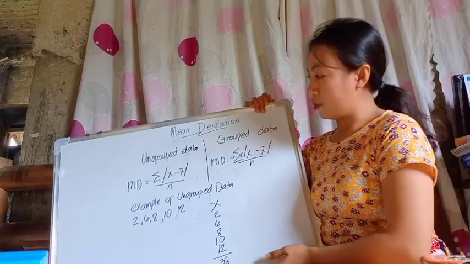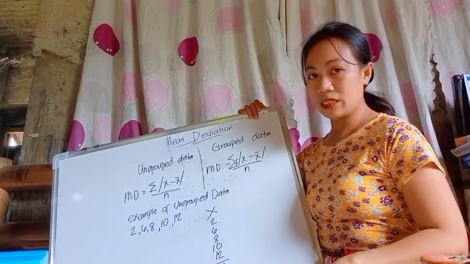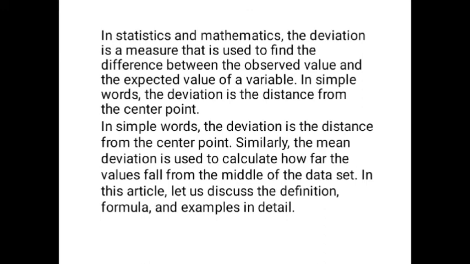Now we proceed to our mean deviation. In statistics and mathematics, the deviation is a measure that is used to find the difference between the observed value and the expected value of a variable. In simple words, the deviation is the distance from the center point. Similarly, the mean deviation is used to calculate how far the values fall from the middle of the dataset. In this article, let us discuss the definition, formula, and examples in detail.